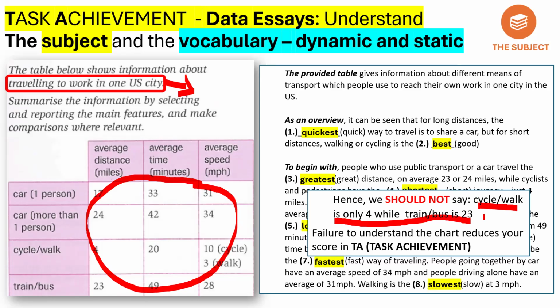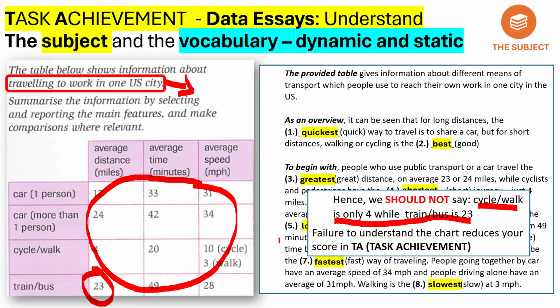So instead of saying, for example, some people in the US, or only a few number of people in the US go to work on foot or cycling at 4%, using train or bus, on the other hand, is larger, which covers 23 miles, okay, in distance.